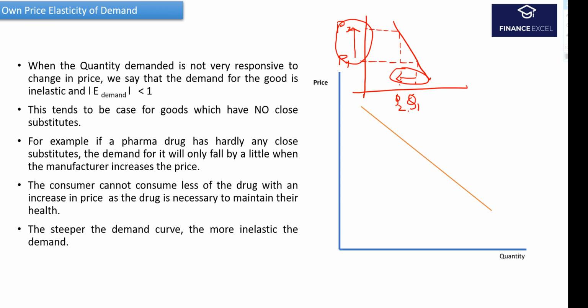So this is the idea behind own price elasticity of demand. When a good has no close substitutes, the demand tends to be inelastic and the demand curve is steeper. And when a good has close substitutes, its demand tends to be elastic and the demand curve tends to be flatter.